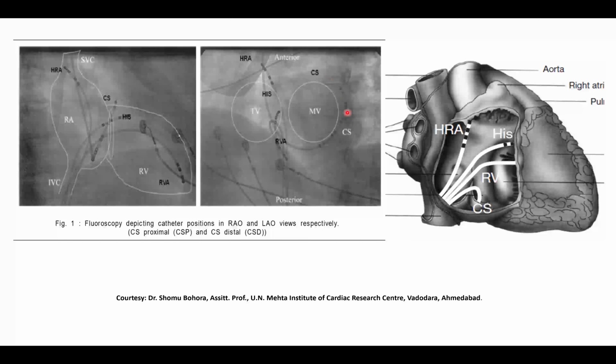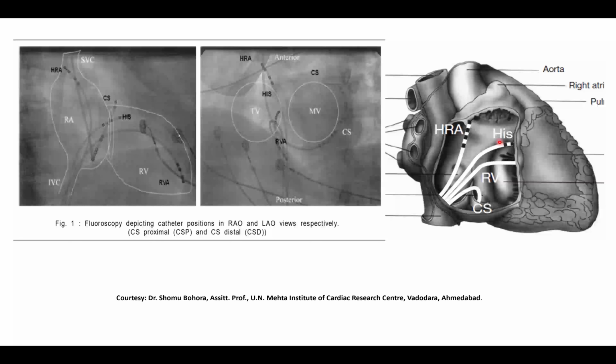Because the coronary sinus is sitting between the atria and the ventricle, this is the catheter which can show both atrial and ventricular signals simultaneously. This is the LAO view. That is one. Second, you put one catheter into the right ventricle for pacing the RV. You can see here, this is the RAO view, LAO view.